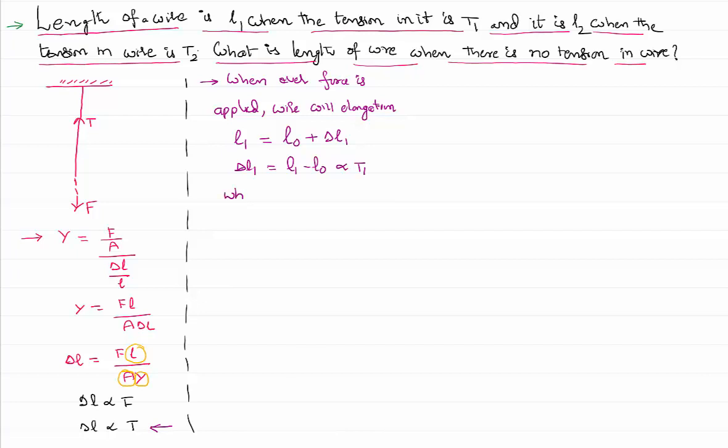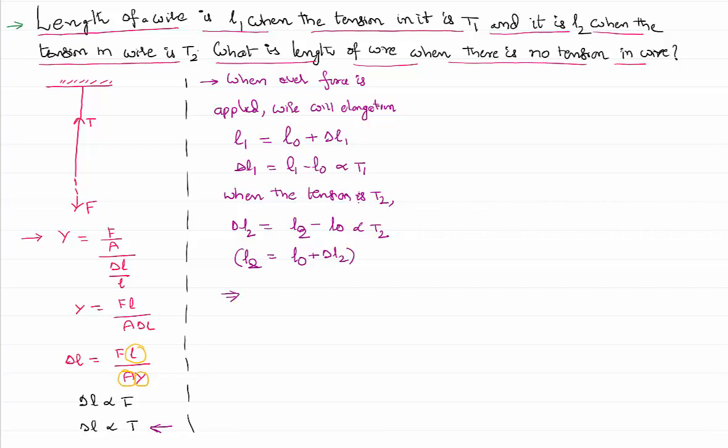When the tension is T2, it's obvious that the elongation will be different. Let that elongation be delta L2. That delta L2 is the elongated length, the final length L2, minus L0. How did I get it? When the tension is T2, the length is the final length, it's not the original length. What is the final length? Original length plus increase in the length delta L2. So I will get delta L2 as L2 minus L0. That's directly proportional to the tension. Let the tension in that case be T2 as per the given problem.